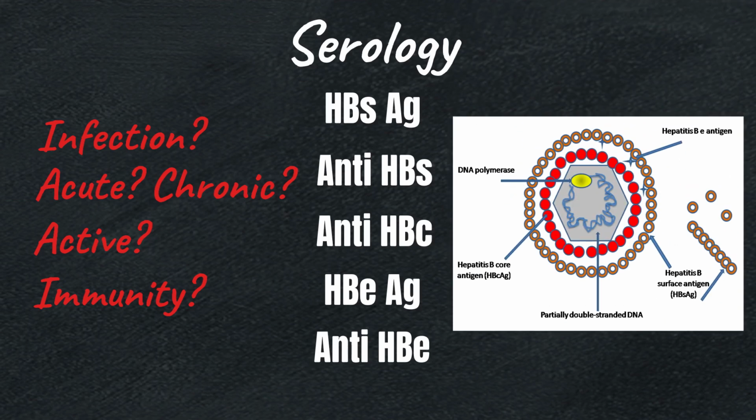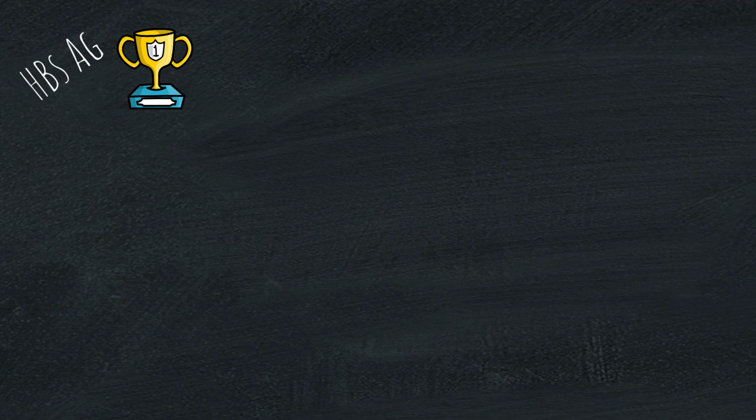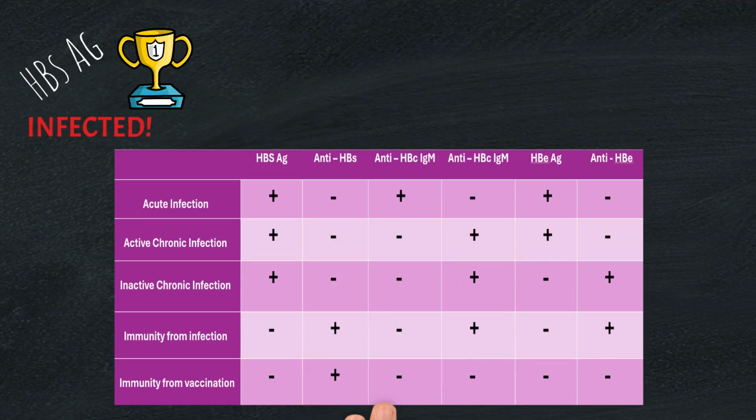Now, if we have a look at a figure of hepatitis B to put a face to the name, we can see where each of these antigens are. Here we can see the surface, core, and envelope antigens, and of course the antibodies are produced by our body's immune system once exposed to these antigens. The hepatitis B surface antigen is a protein on the Hep B virus surface and is the first marker to be positive after exposure to the virus, and it stays positive thereafter. Thus, a positive HBs antigen means infection with the virus at some point. So, it will be positive in an acute infection and both active and inactive chronic infections.